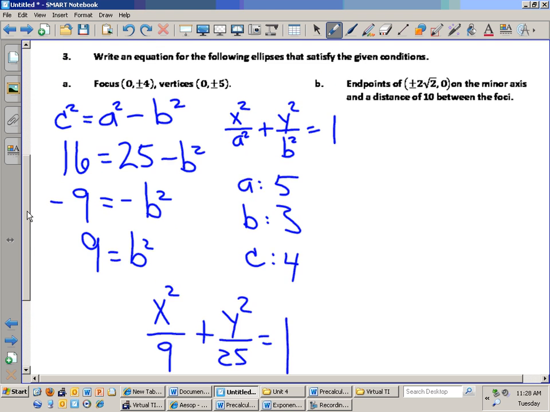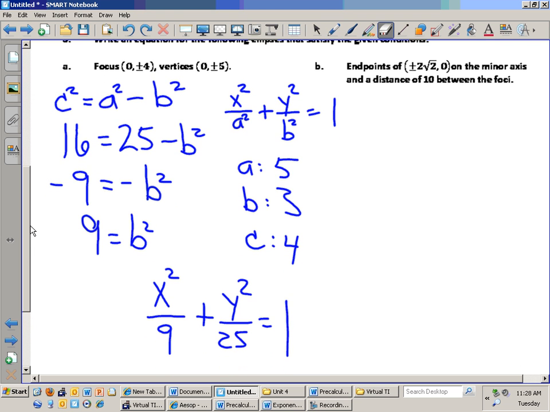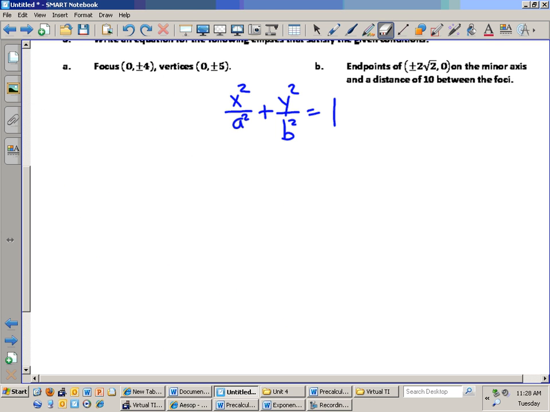Let's try one more. Same thing. Endpoints of plus or minus 2 square roots of 2 and 0 on the minor axis and a distance of 10. I will be looking for A, B, and C. Any idea which one of these I know already? C is 5. How'd you get that, Parker? If the distance between the foci is 10, then the C value will be half that distance, which is simply 5. 5 units in each direction.